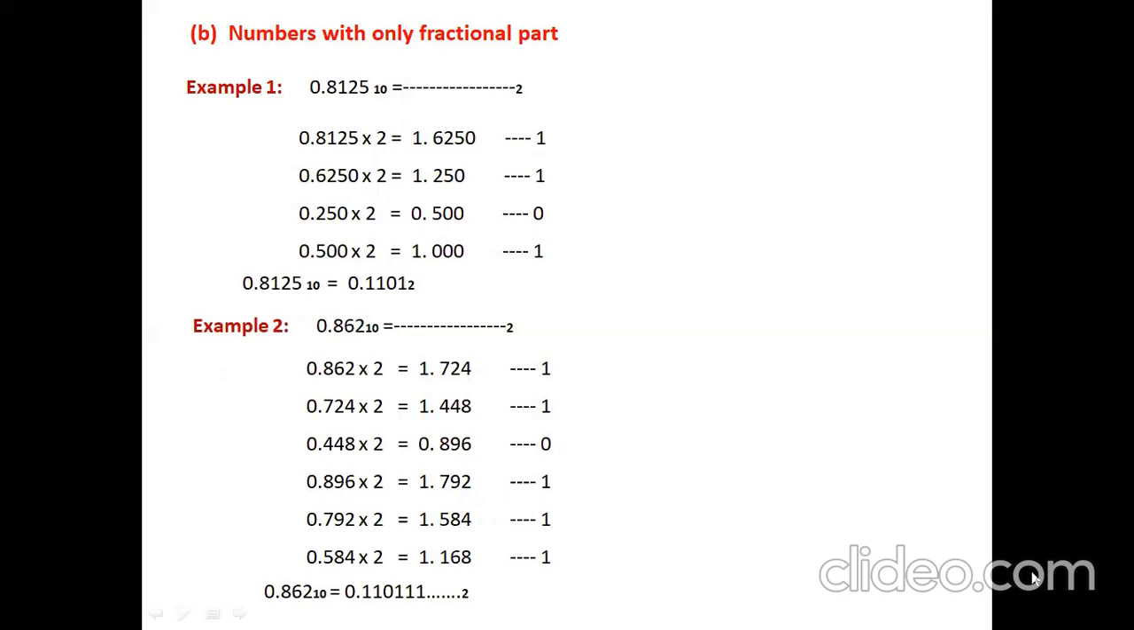Here 0.862 base 10 is equal to what in base 2? What happened is, we multiplied 0.862 with 2. We got 1.724. Again the 1 is there in front of the point, so we put it on the right side. Again we take 0.724, multiply with 2 and put 1. Again we get the same pattern repeating.